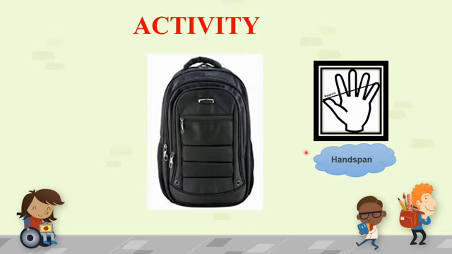And how do we use handspan? We use this handspan by using the distance from the thumb to the little finger. The distance between the thumb and the little finger is used for measuring any object or a thing. So we're going to use this to measure the bag.